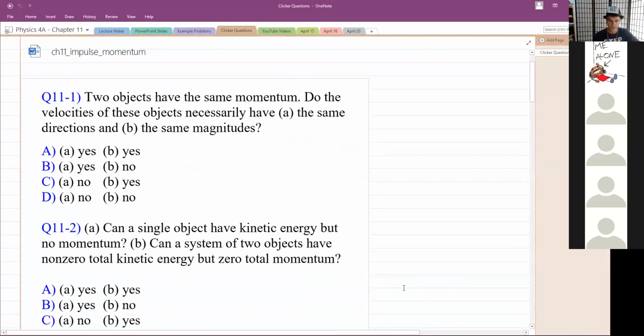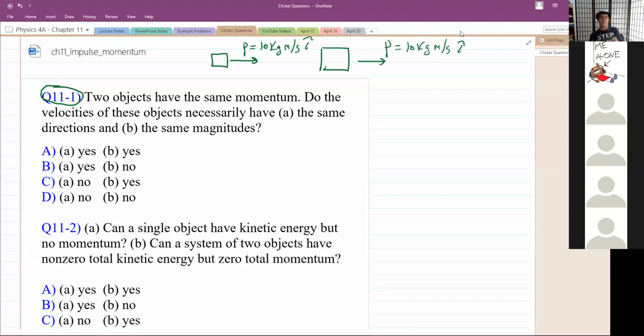And it says this: two objects have the same momentum. Do the velocities of these objects necessarily have the same directions and the same magnitudes? So for example, let's say you were told that two objects both have a momentum, and let's say that the momentum is 10 kilogram meters per second, moving to the right. So both of these objects have the exact same momentum. The question is, do the velocities have to have the same directions? Do the velocities have to have the same magnitudes?